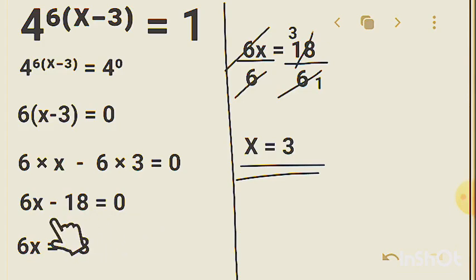Now because we are looking for x, we take this constant, which is 18, across the equality sign to give us this minus 18. If it crosses the equality sign, it becomes 18. Now we divide both sides by 6 to get the value of x, and 18 divided by 6 is 3, so x will be equal to 3. So for 4 raised to the power 6(x minus 3) equal to 1, the value of x is 3.